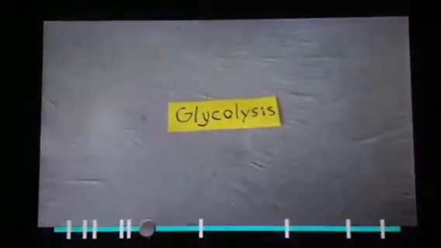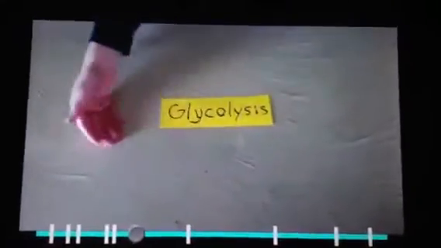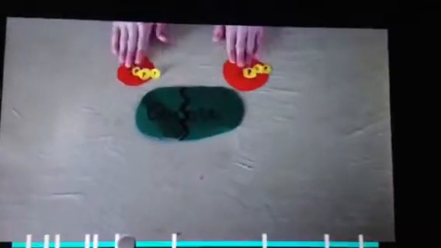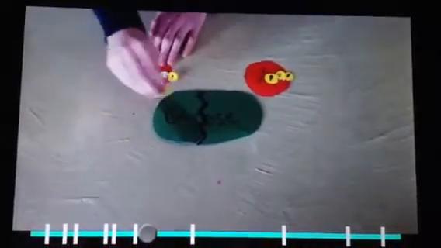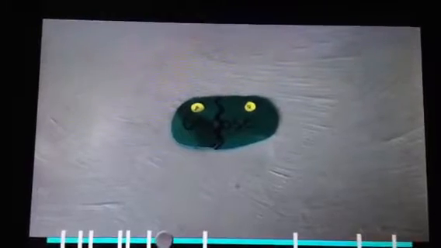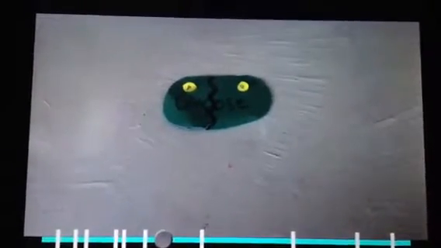The process I'm about to show you is glycolysis. Glycolysis is the first step of cellular respiration. The reactants of glycolysis are a glucose molecule and two ATP molecules. These ATPs donate a phosphate group to the glucose molecule. Later in the cytoplasm, they pick up two more phosphate groups.